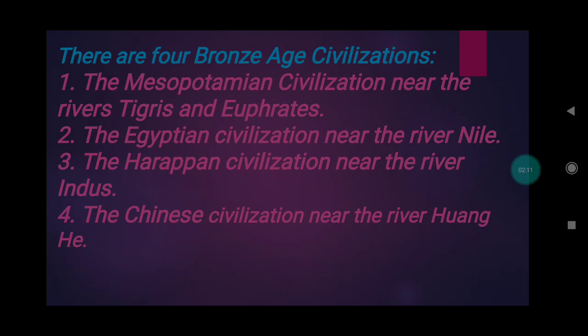There are four Bronze Age civilizations. 1. The Mesopotamian civilization, which is near the rivers Tigris and Euphrates. Second, the Egyptian civilization near the river Nile. The Harappan civilization near the river Indus. And the last, fourth Bronze Age civilization is the Chinese civilization near the river Honghe.